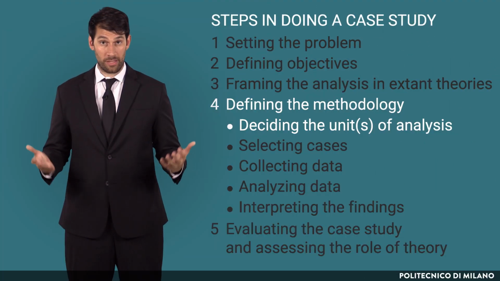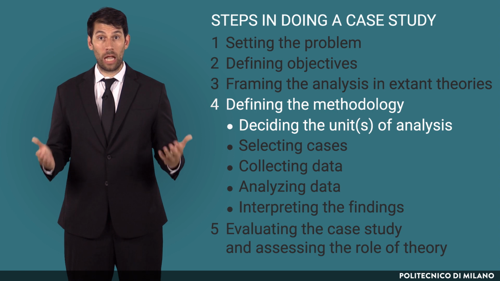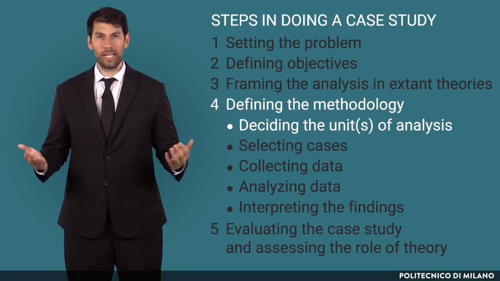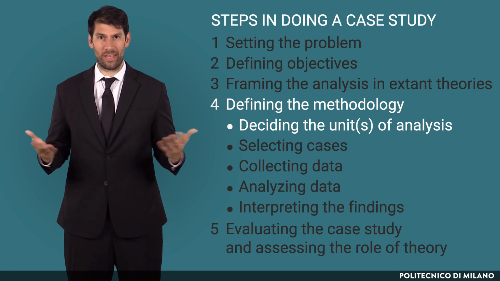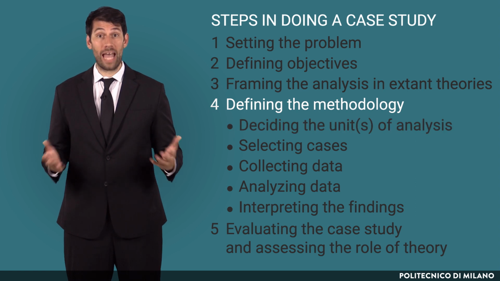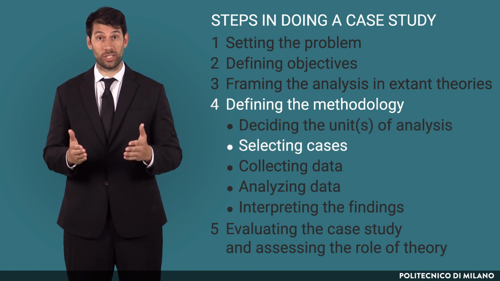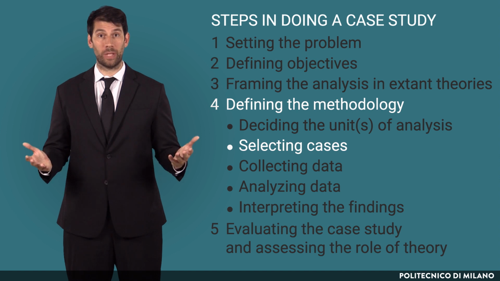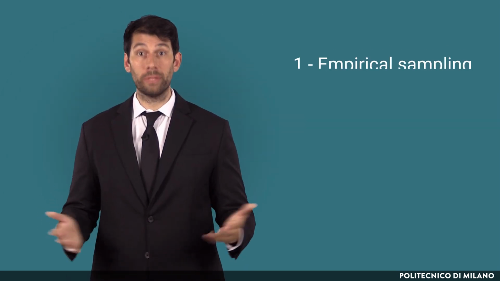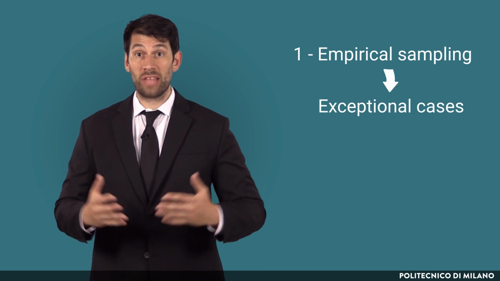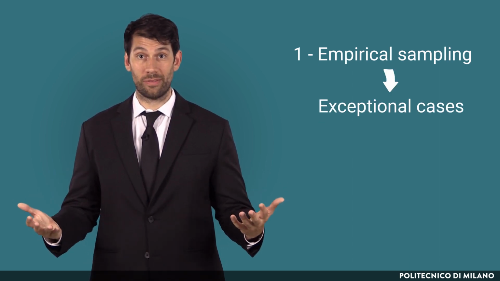Once the unit of analysis is defined, another major methodological point arises. How can we select the cases to investigate? This step is called case selection, or case sampling. The first possibility is to select cases through empirical sampling by choosing exceptional cases or situations.